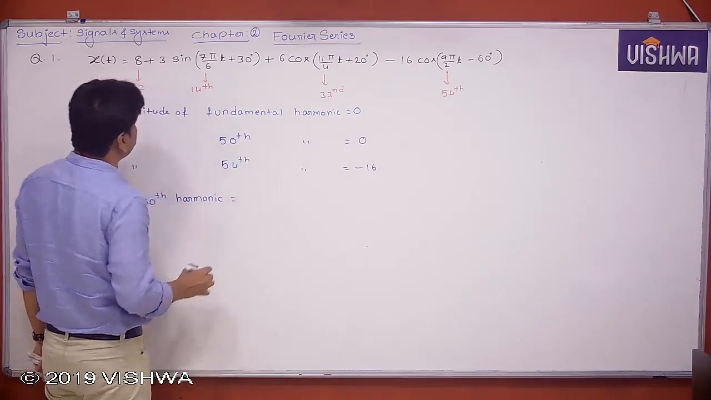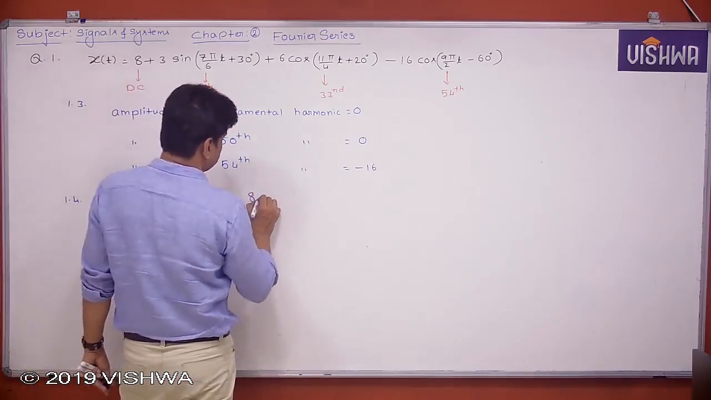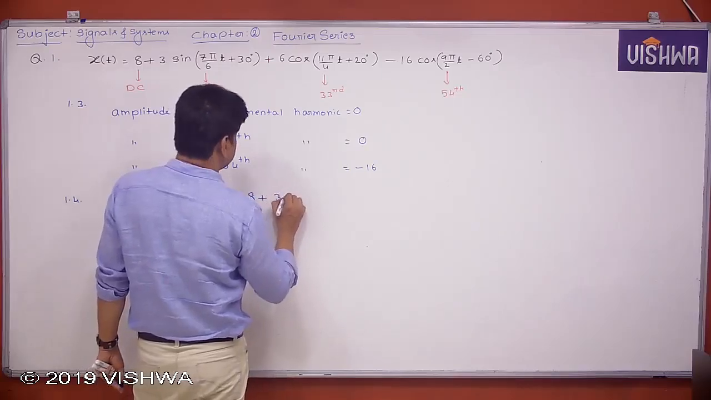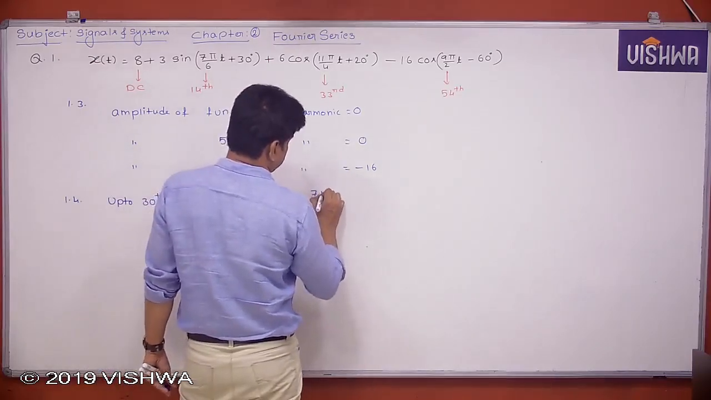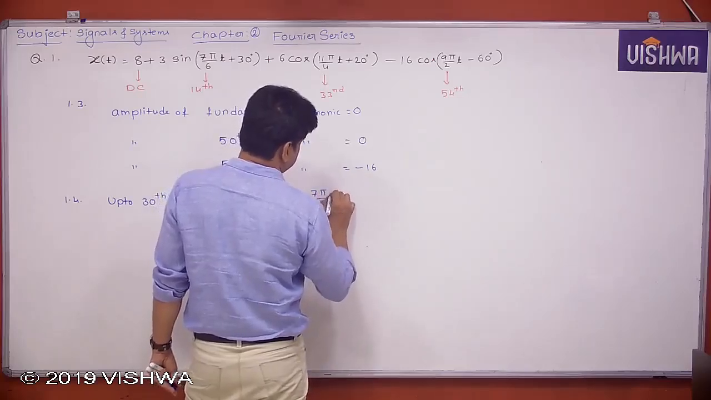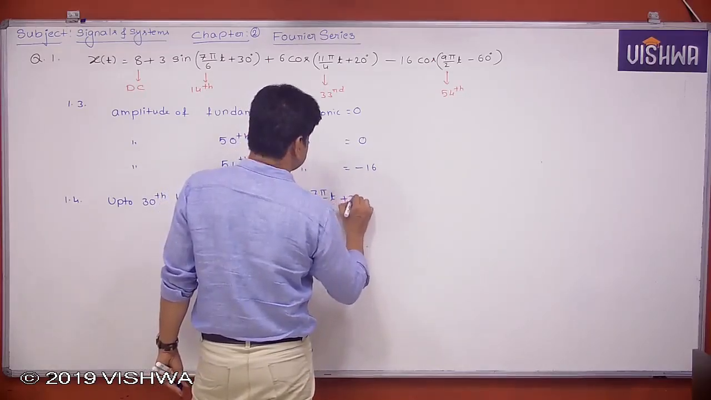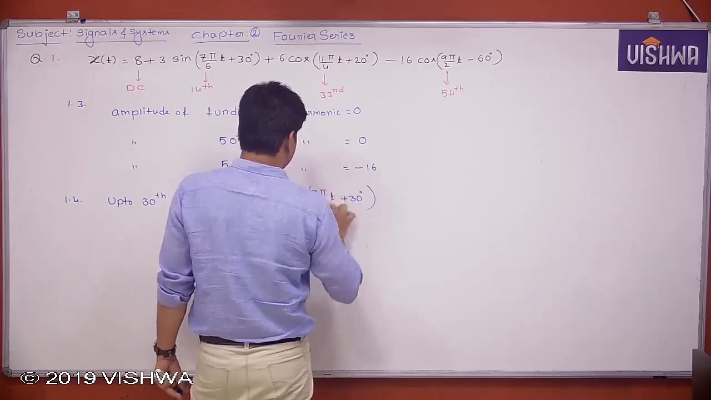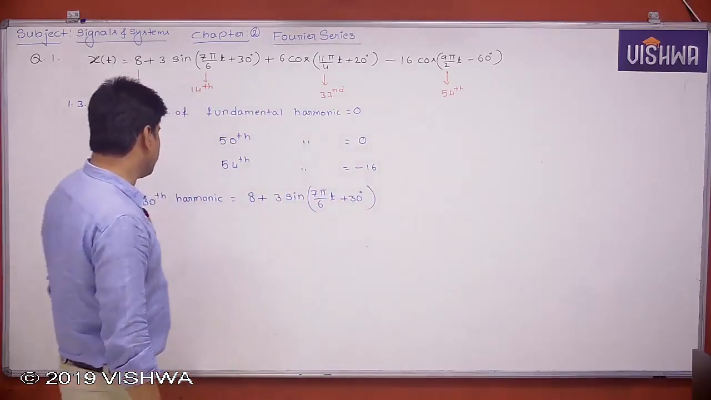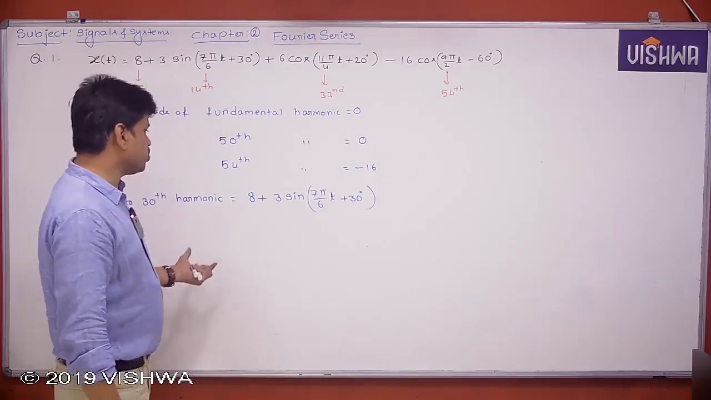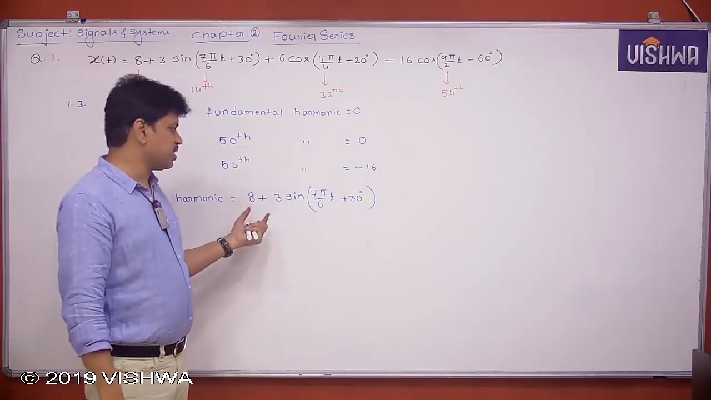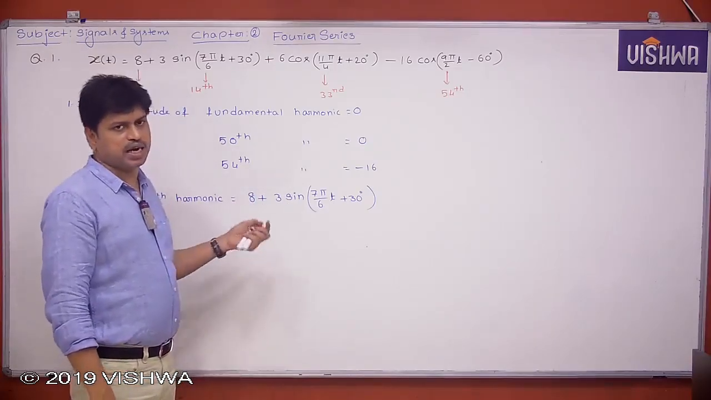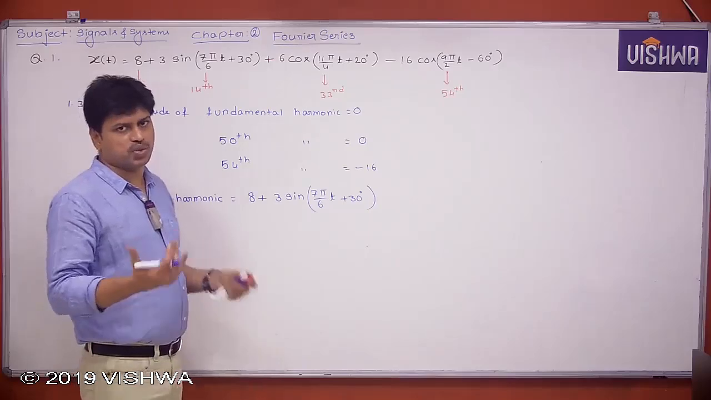what is the signal we are having? 8 plus 3 sine (7 pi by 6 t plus 30 degrees). So this is the signal we are having. For that we have to find out the power. You know that, I told you, if it is a periodic signal, we just have to find out the x RMS value and we have to square it to get the power.